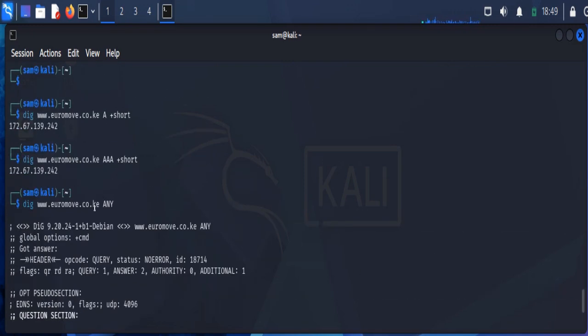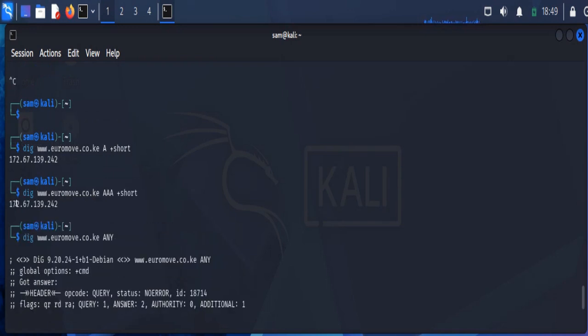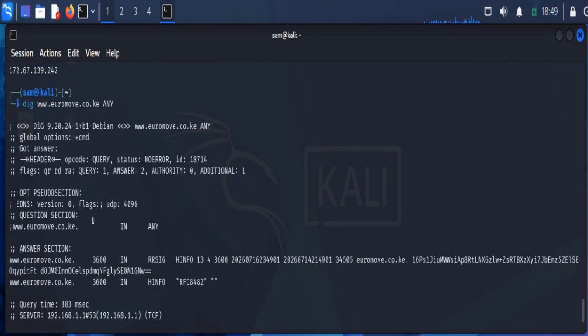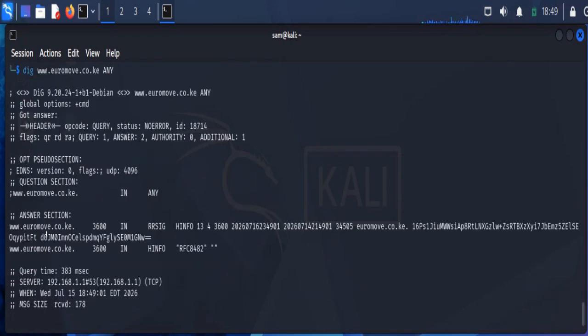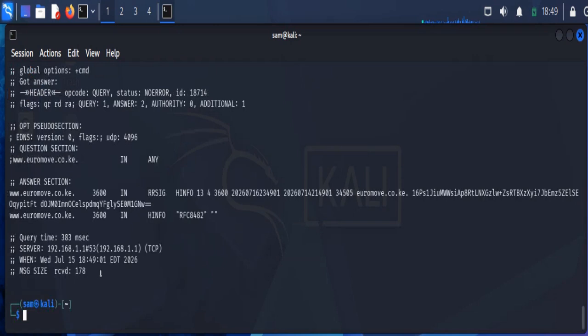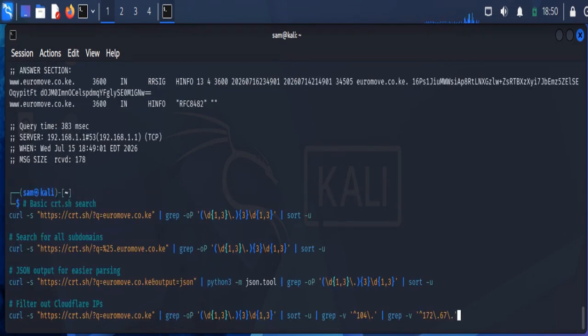The command is dig www.example.com A +short. What the attacker sees are two IP addresses, 104.21.70.217 and 172.67.139.242. How Cloudflare prevents this is that the A record does not contain the origin IP.